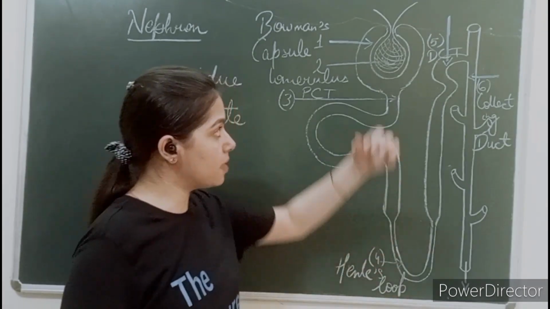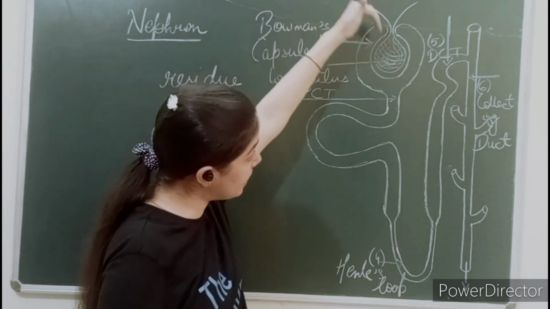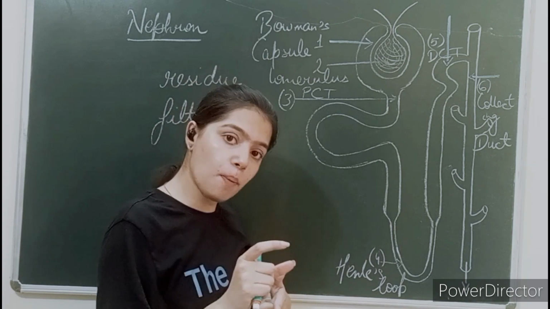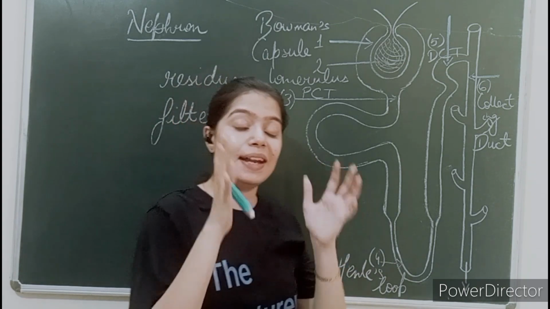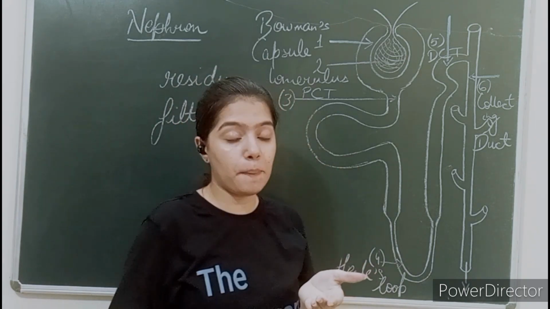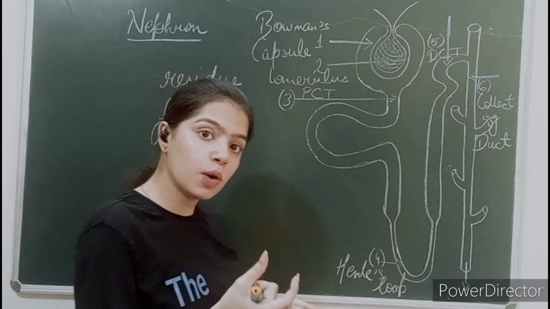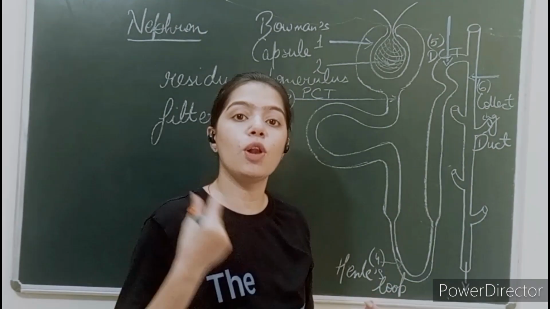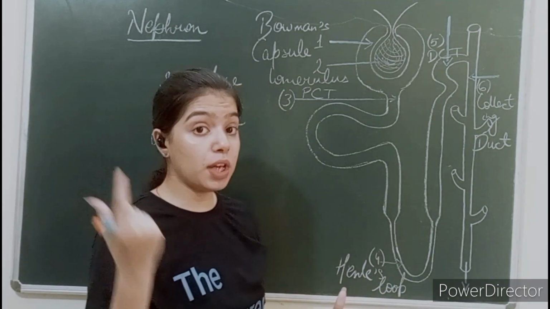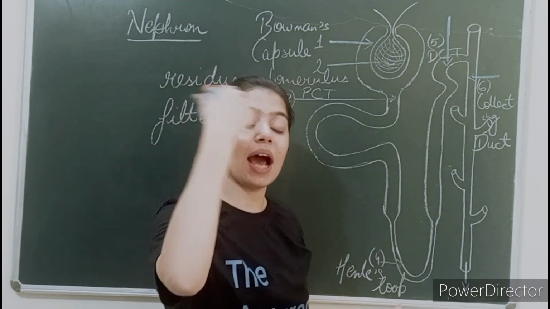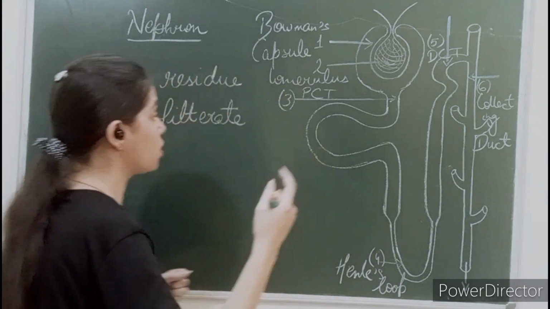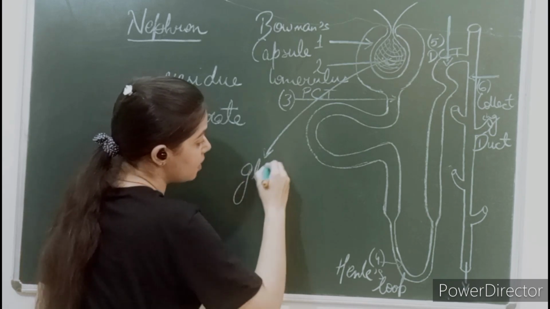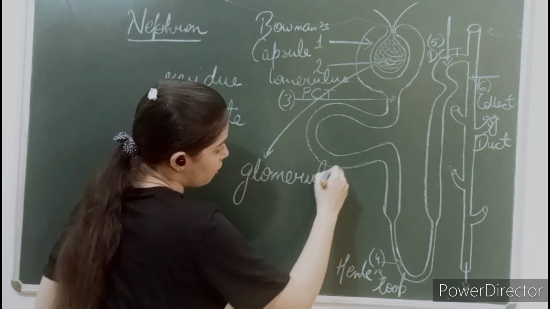So understand the process. When the blood is entering this glomerulus, it is at very high speed. All the big components will just get entangled over there and will not be allowed to pass. And the remaining blood which passes from the glomerulus contains small molecules dissolved in it, and we call that blood which passes from the glomerulus the glomerular filtrate. What is it called? Glomerular filtrate.